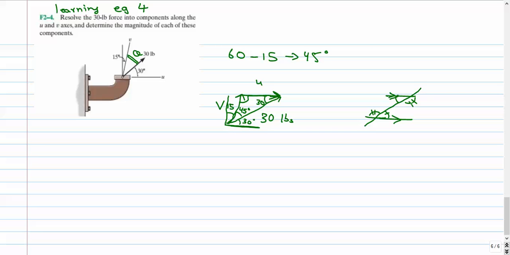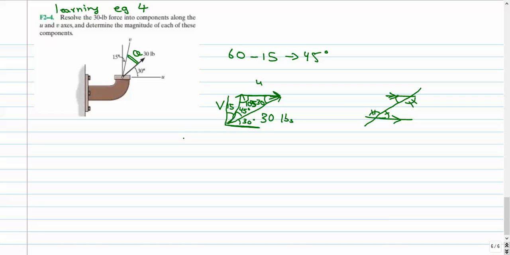Finally, we can figure this last angle out by subtracting 30 and 45 from 180. So the value we get is 105 degrees. Sorry, it's a bit cramped up in here, but this is 105 degrees.